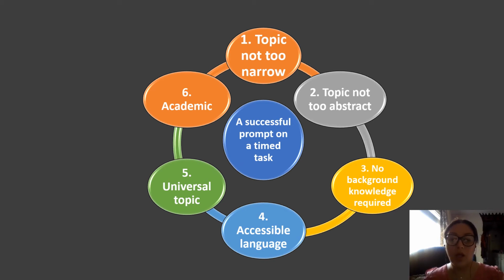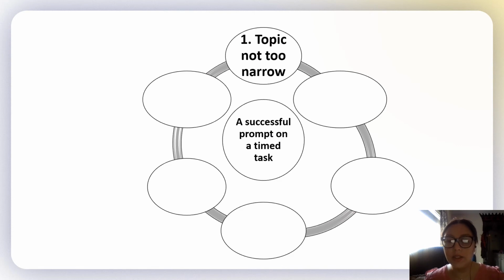But if you're testing writing in a K-12 environment, maybe this academic characteristic doesn't apply. And that's why I'm emphasizing that these criteria are applicable to our TOEFL iBT independent task. However, they can be tailored to your own contexts. Let's take a look at each of these characteristics and take a look at an example.